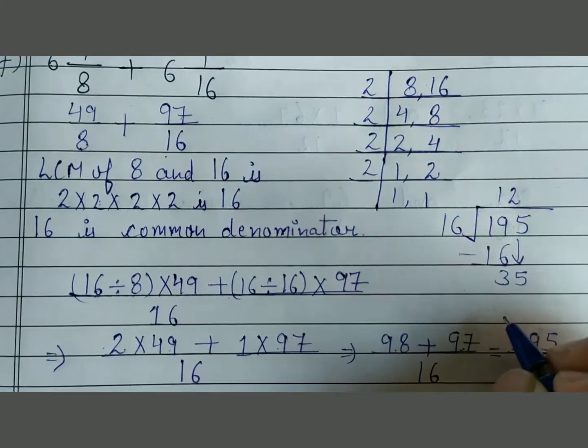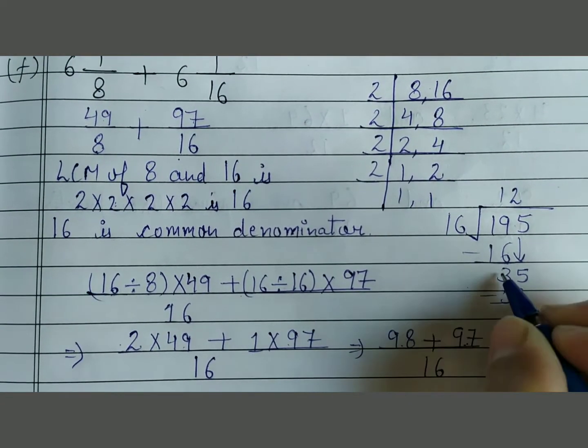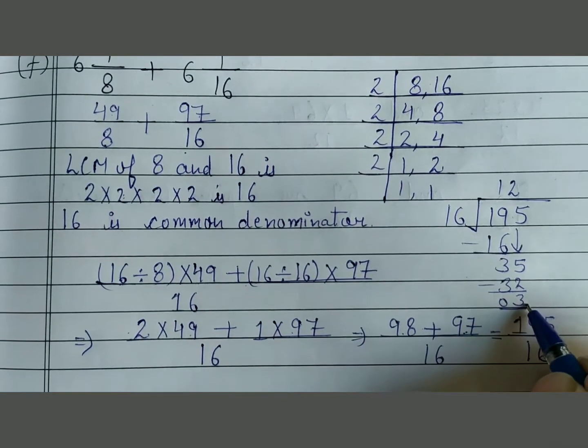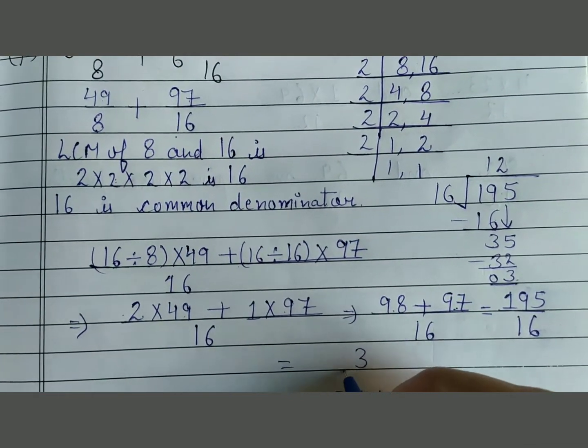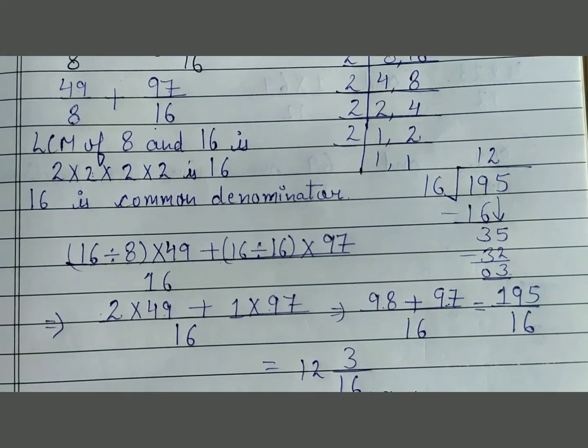16 twos are 32. 5 minus 2 equal to 3. 3 minus 3 equal to 0. 3 is a remainder. Write 3. 12 is a quotient. 16 is a divisor. This is the answer. Okay.